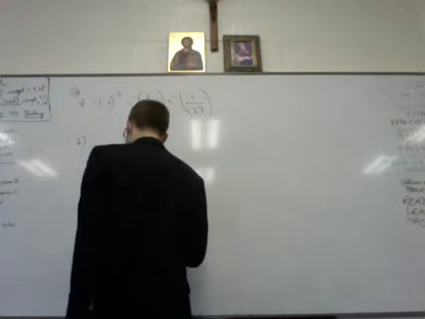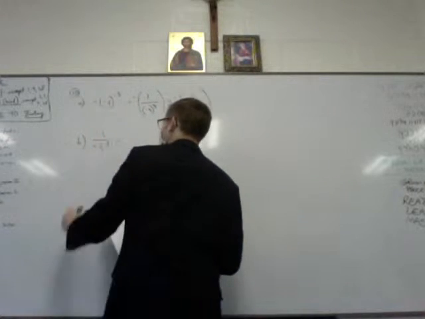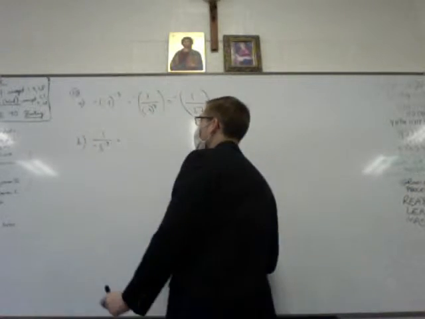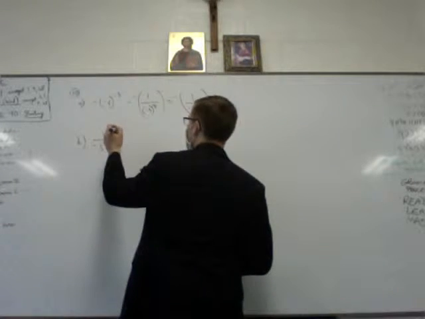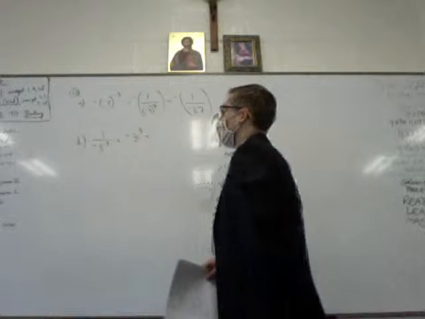All right, what about B? 1 over negative 3 to the negative 3. And flip it to the top. Yes, we flip it to the top and it becomes what? Negative 3 cubed. What do we do first?